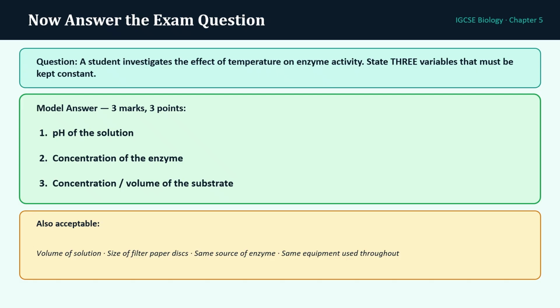Look at the box below. There are other acceptable answers too, like volume of solution, size of filter paper disc, same source of enzyme. Any 3 specific named variables will score marks. The key word is specific. Name them. Do not just say everything else. Name them individually.